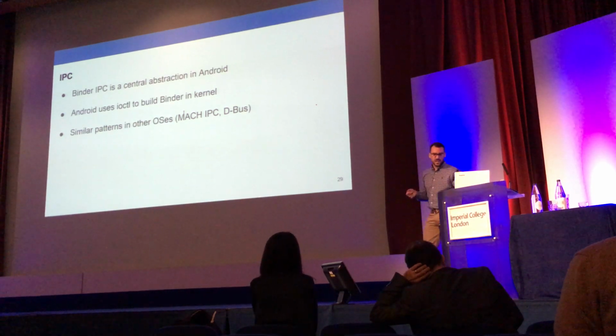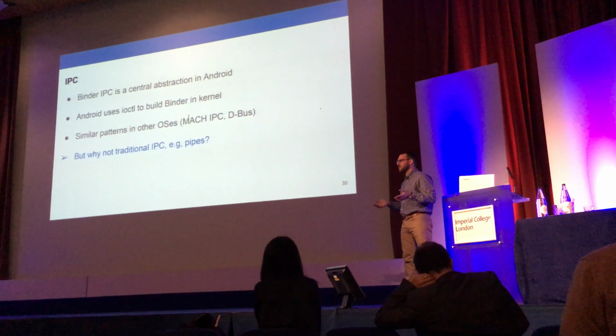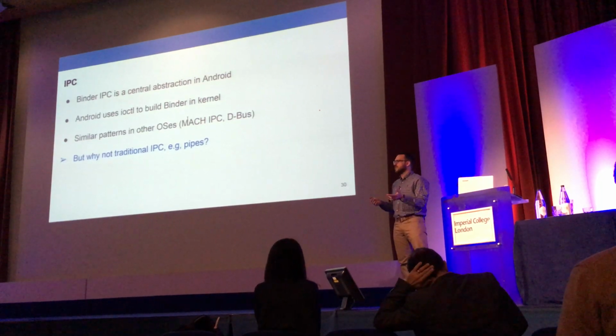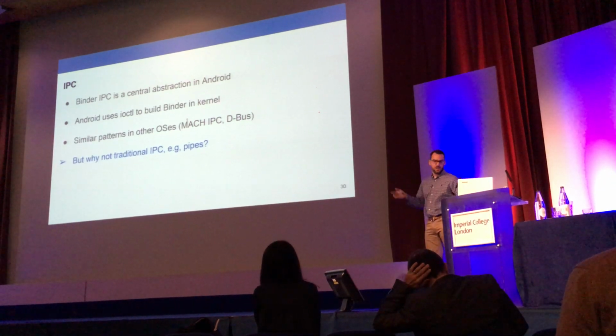And here comes the interesting question: okay, they have defined all these new IPC primitives, but what happened to the traditional IPCs like pipes from the good old days? Why don't they use those? What's the motivation behind re-implementing things?